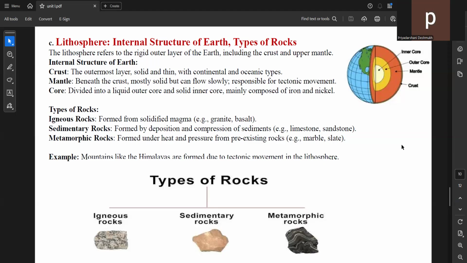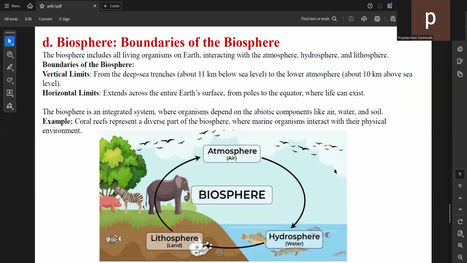Now, the next topic is the types of rocks. There are three types of rocks mainly: igneous rock, sedimentary rock, and metamorphic rocks. Igneous rocks are formed from solidified magma. The sedimentary rocks are formed by the deposition or compression of sediments. The metamorphic rocks are formed under the heat and pressure of pre-existing rocks. For example, mountains like the Himalayas are formed due to tectonic movement in the lithosphere.